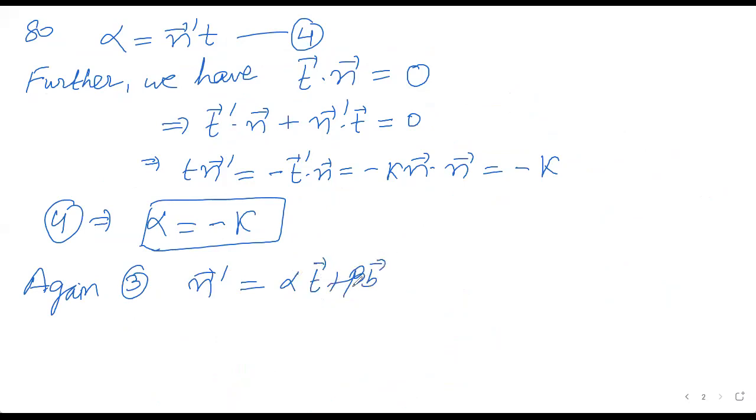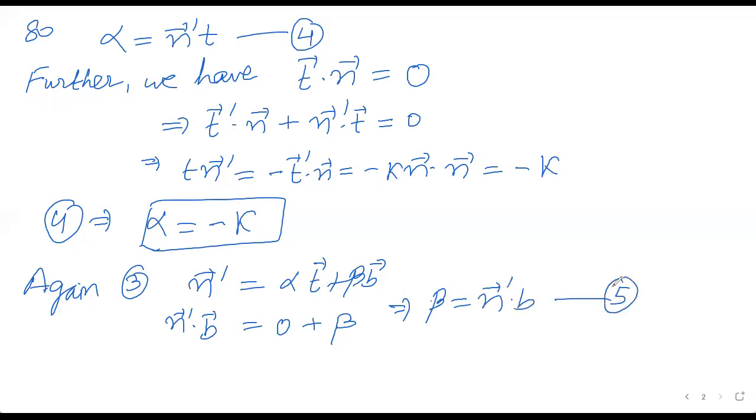3 में अल्फा तो निकल आया. अब आई एम टेकिंग डॉट प्रोडक्ट विथ b vector. So what will happen? This will become 0, and here you will be having beta because b dot b is 1. So this implies that beta is nothing but n dash b. So I will find, it is equation 5. Now I will find beta in terms of n dash b.